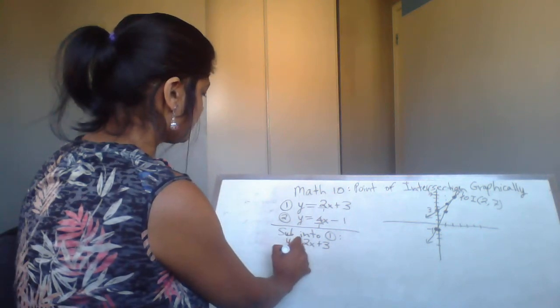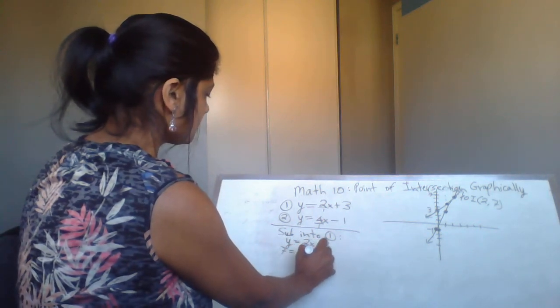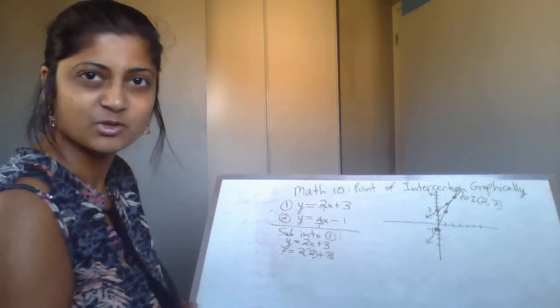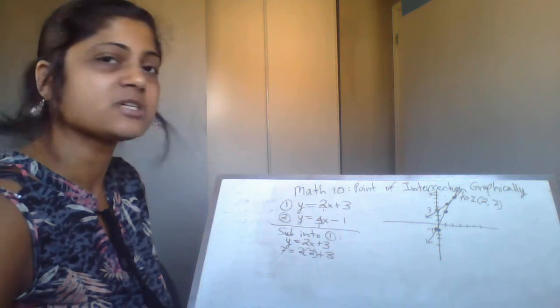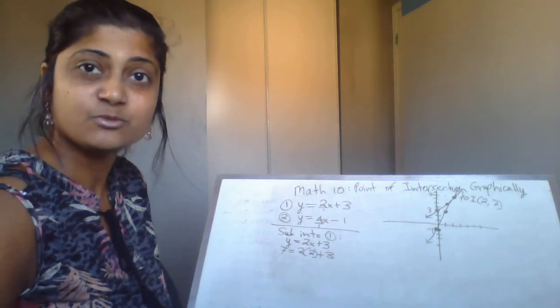So I'm going to put 7 equals 2 times 2 plus 3. If you look on the right side of the equation, you could do a little bit of mental math here. 2 times 2 is 4, plus 3, which is 7.